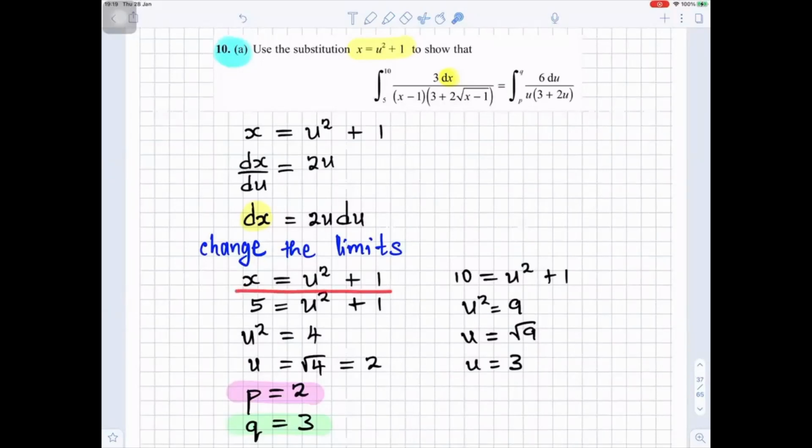Now we change the limits. We had x equals u squared plus 1. So when x is 5, we would have u squared plus 1.